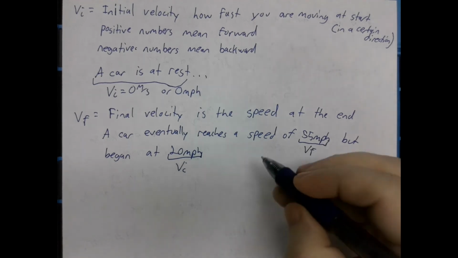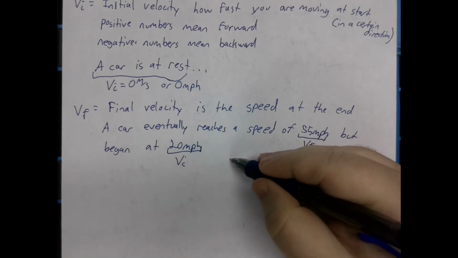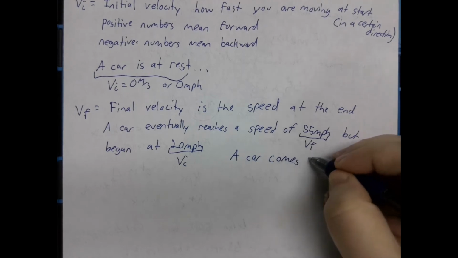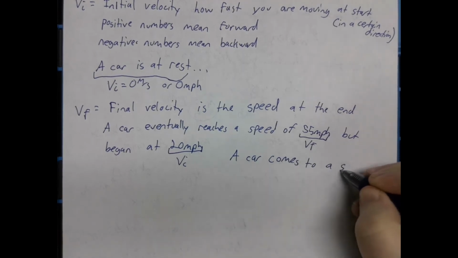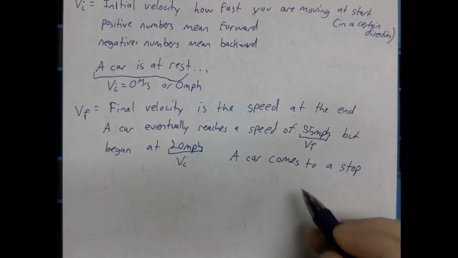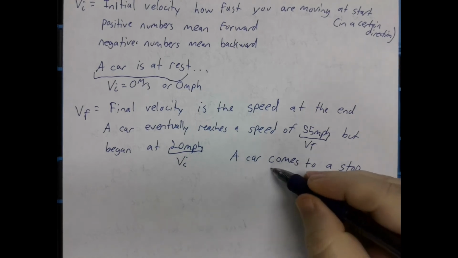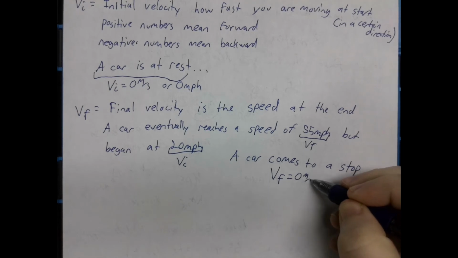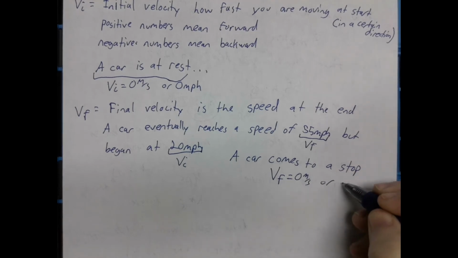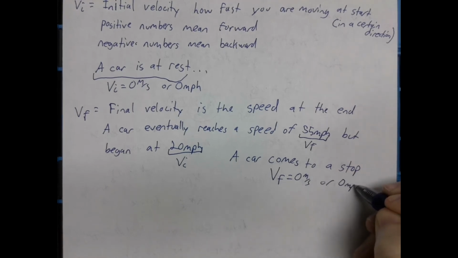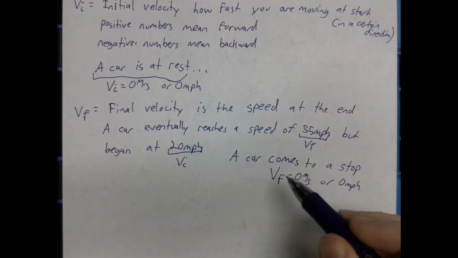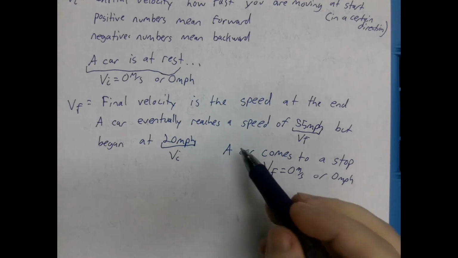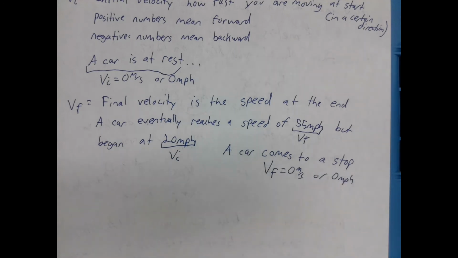Another thing that could come up is a car comes to a stop. So a car comes to a stop tells you that the final is 0. It could be either meters per second or miles per hour, wherever the problem is written. But sometimes it won't give you words, or it won't give you numbers. It'll just say a car comes to a stop.